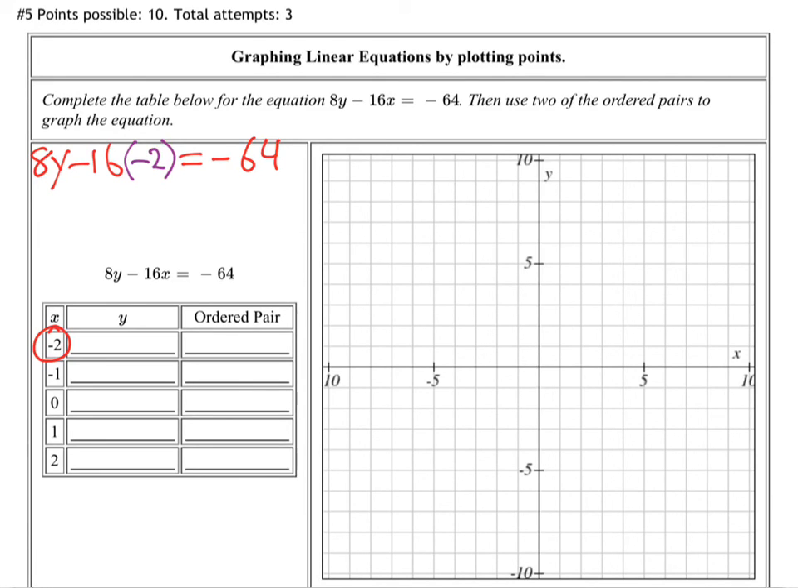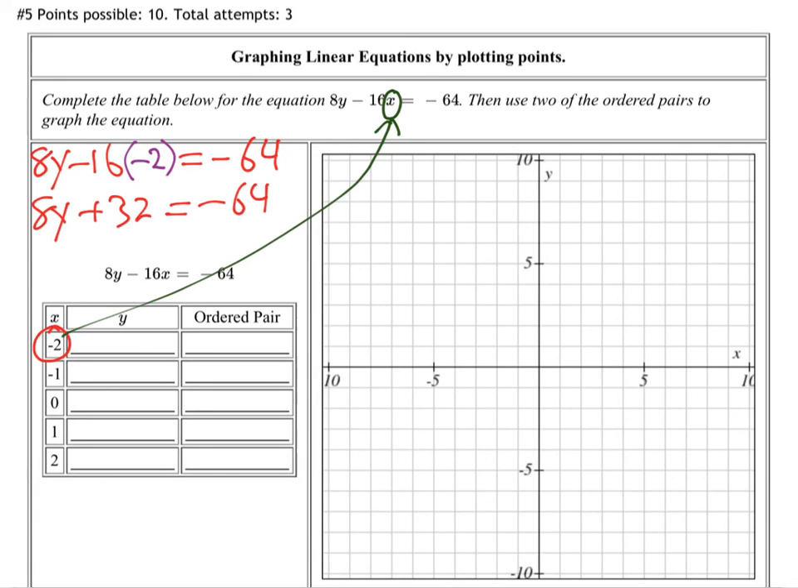Okay, so the y is going to be 8y, right? Good so far? So all I've done is I just took that x slot right there and plugged in -2. And now we just work it out. So what's that going to be? 8y plus 32 is -64.